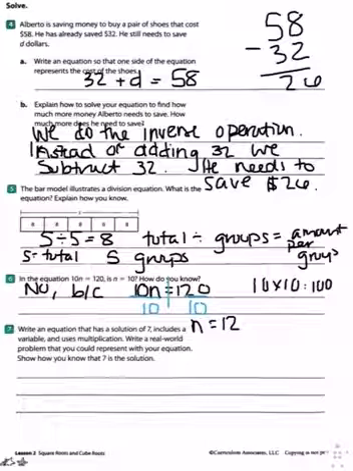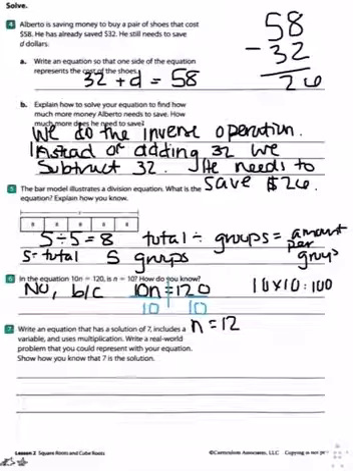Number 7, write an equation that has a solution of 7, includes a variable, and uses multiplication. Write a real-world problem that you could represent with your equation. Show how you know that 7 is the solution. You could have any number of possible answers for this because you get to create your own.